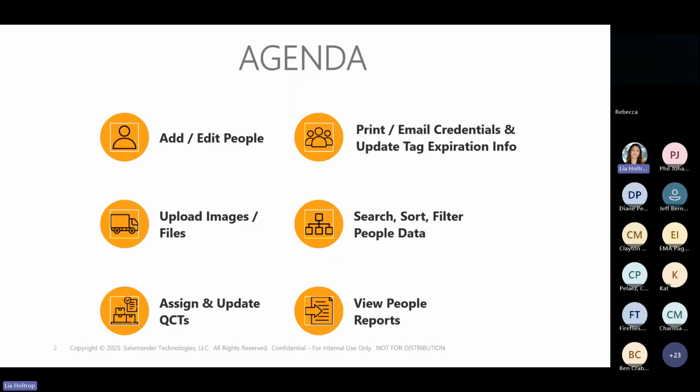We're going to look at how to print and email people credentials, as well as how to update tag expiration information. We've been getting a lot of questions on how to update that information when you look at the personnel record. How to search, sort, and filter personnel data in your data tables. How to view people-specific reports, and more. So there's a lot of stuff on the people side we're going to take a look at.